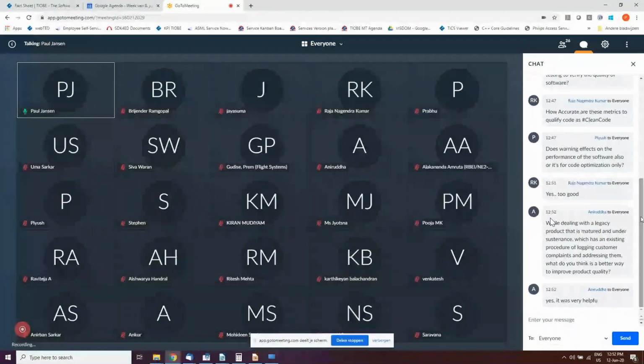While dealing with a legacy product that is matured and under sustenance, which has an existing procedure of logging customer complaints and addressing them, what do you think is a better way to improve product quality? Yeah, so legacy systems, how do you improve the quality of legacy systems? That's in short the question that is asked.